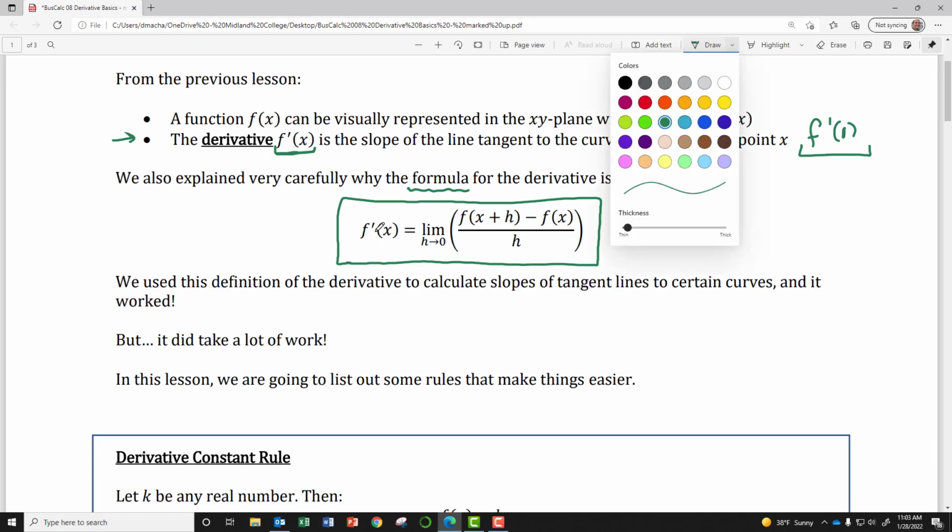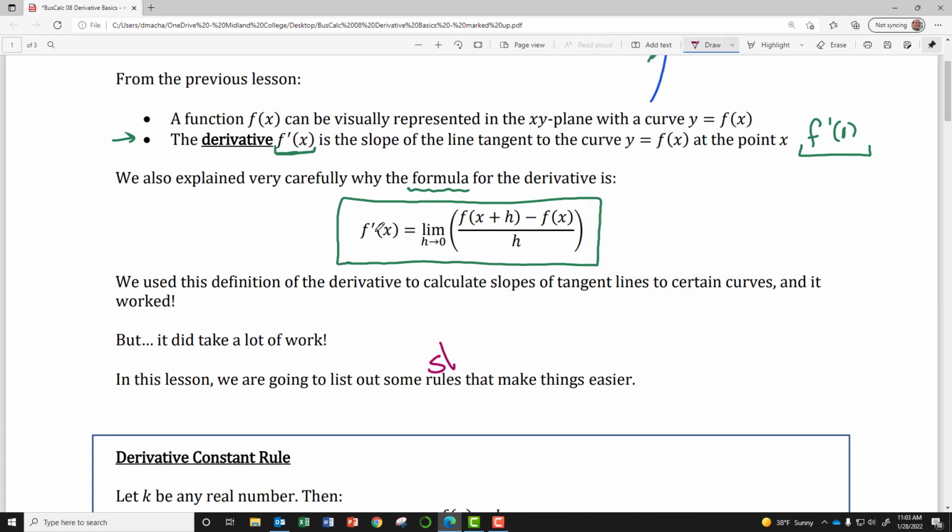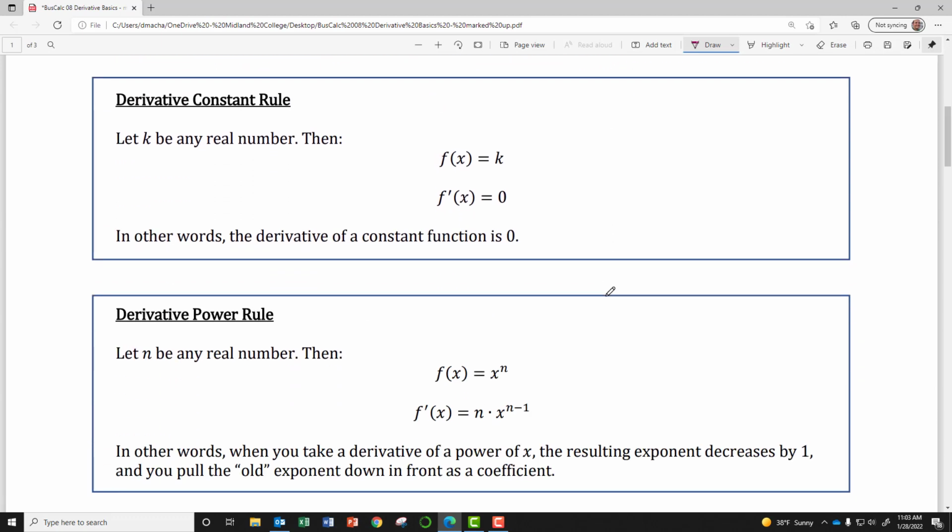And so what we're going to try to do in this lesson is teach you some rules, or some shortcuts is probably a better way to put it, that's going to make things a lot easier for you whenever you need to find derivatives. And in this course in calculus, we're going to be finding a lot of derivatives throughout the semester, so it's nice to be familiar with these shortcuts. So here are your first 2 shortcuts.